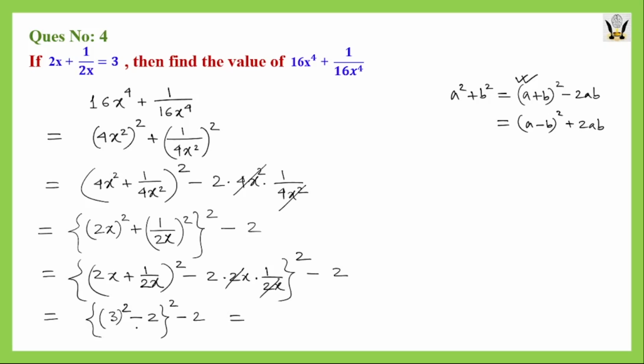So if we simplify further, 3 square means 9, 9 minus 2 is 7. So it will be 7 square minus 2, that means 49 minus 2. So it will finally be 47.